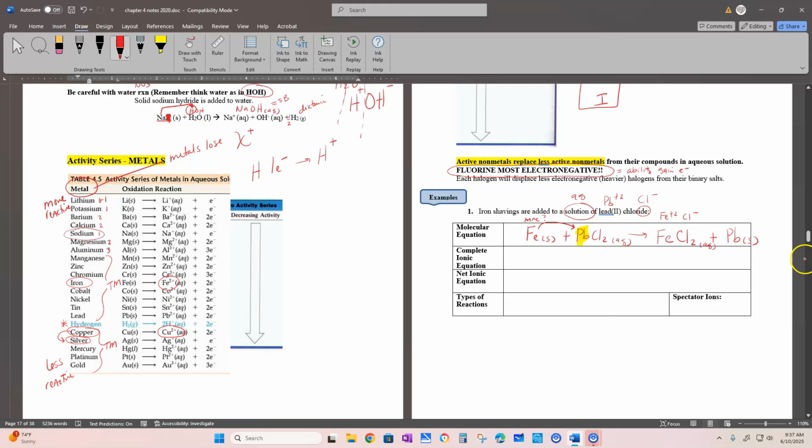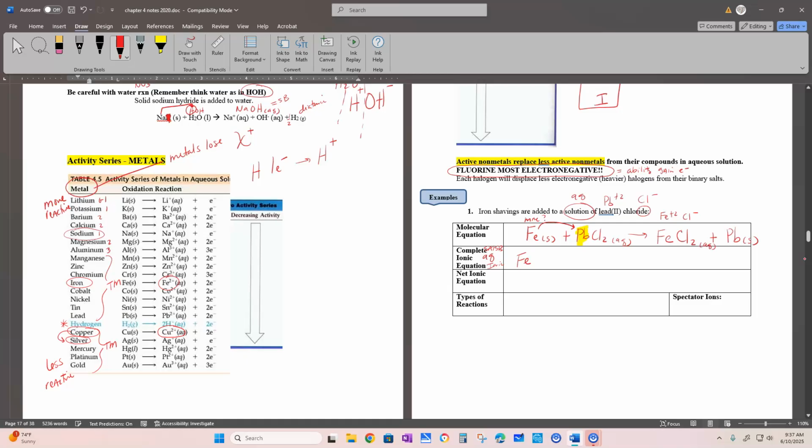So now the question is breaking whatever you can break. So remember with ionic, you can only break aqueous, ionic, strong acids, and strong bases. Well, I don't have any acids or bases. I do have 2 aqueous. And those aqueous are ionic, okay? So I can break those up.